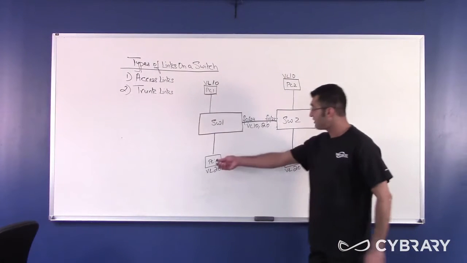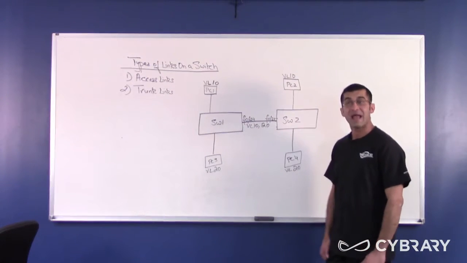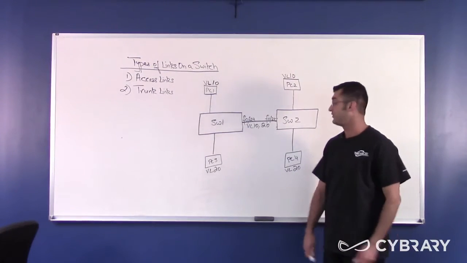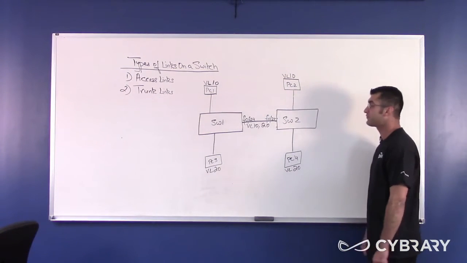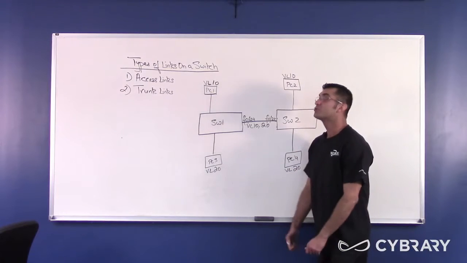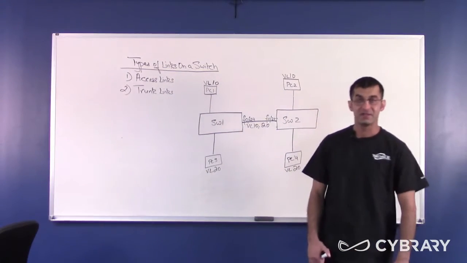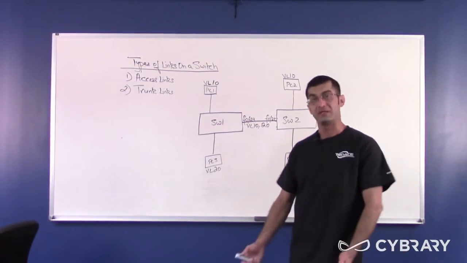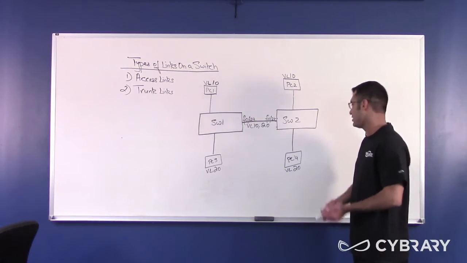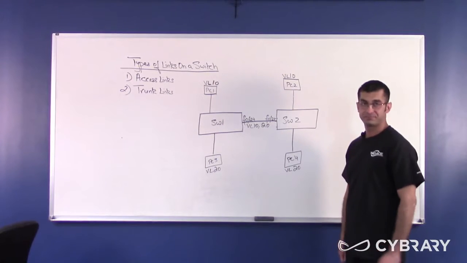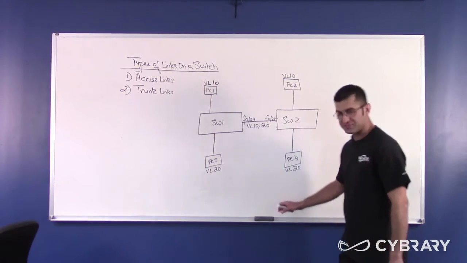A frame from PC3, switch 1 will add a tag to it saying this frame belongs to VLAN 20. So when switch 2 receives the frame from PC3, switch 1 would have already tagged it with a VLAN ID of 20. So switch 2 will know this frame goes to VLAN 20, or in this case, PC4. Now, how is this done?